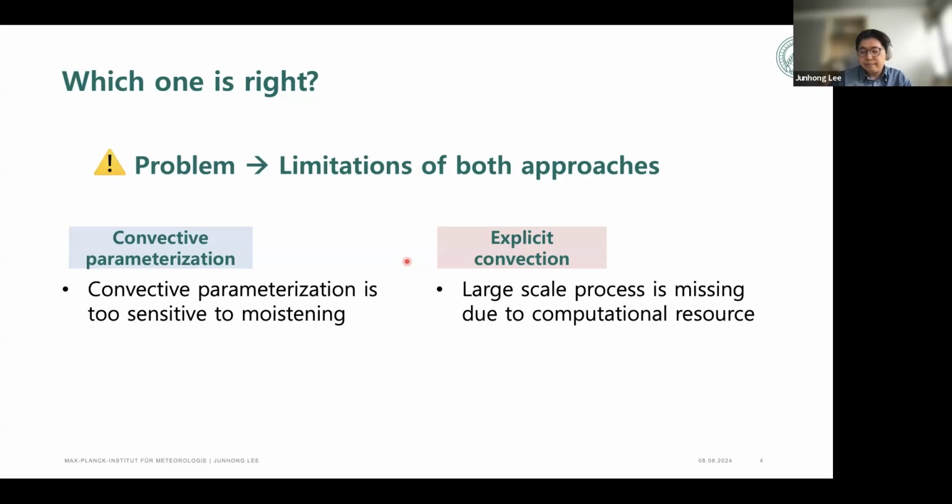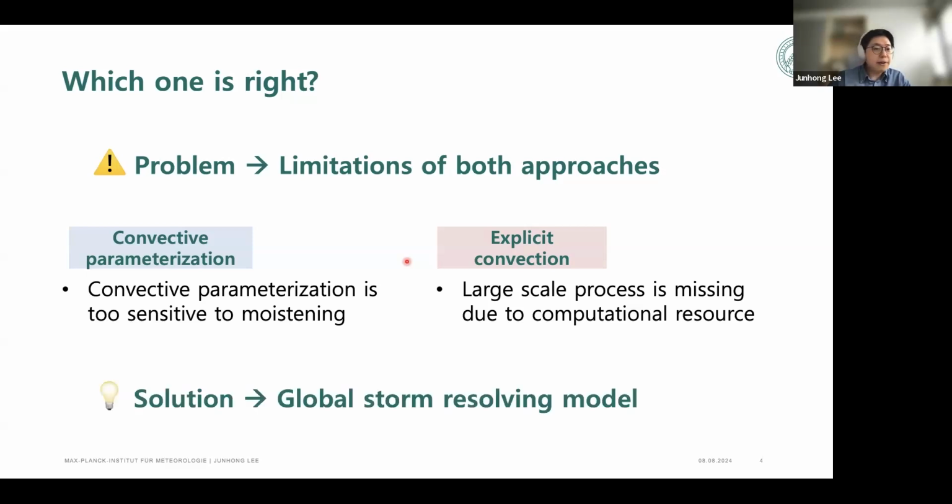Then what should we do? There is a very easy solution: just run the global simulation at storm resolving scale. Very easy, huh? But it's impossible so far because we don't have enough computational resources. But fortunately, in our institute, and now even at other institutes and centers, they can run the global simulation at storm resolving scale, or convection permitting scale.